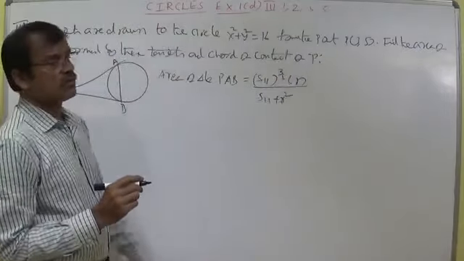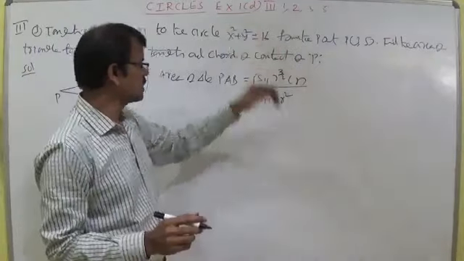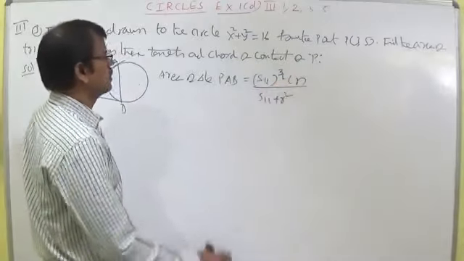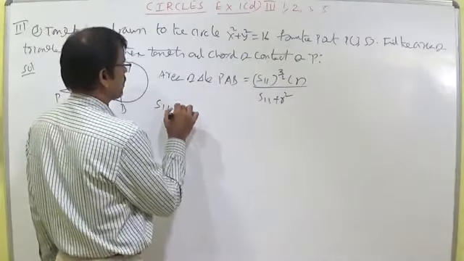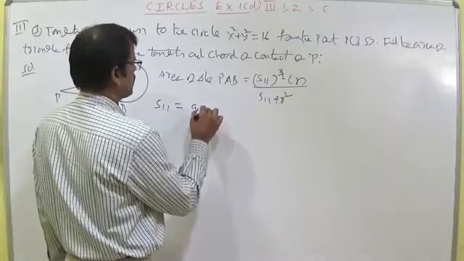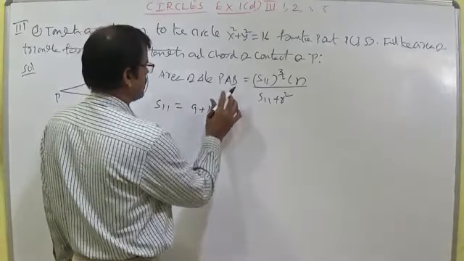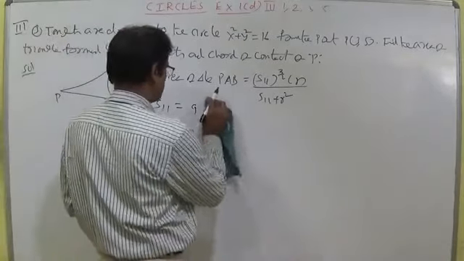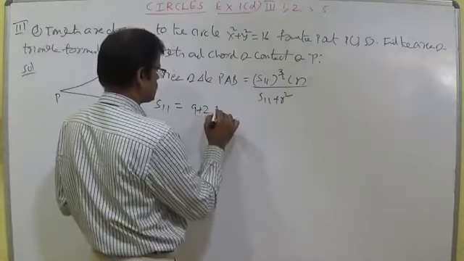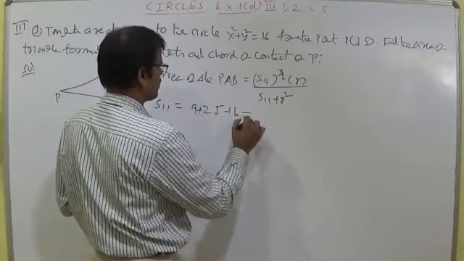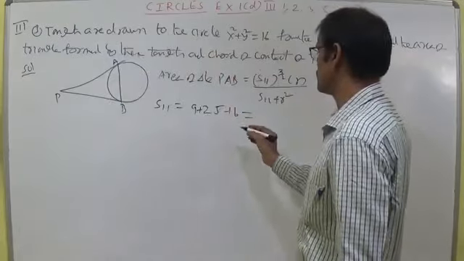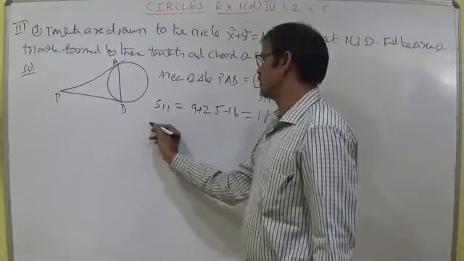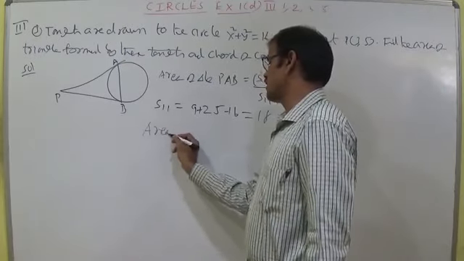Now what is S11? What is the point? He gave (3, 5). Substitute in the given circle, and R square is equal to 16, so R becomes 4. Use the formula. Now S11 I am writing. S11 means here you can write 9 plus 25 minus 16. Substitute the value: 9 plus 25 minus 16. 34 minus 16 becomes 18. That implies we can calculate the area.